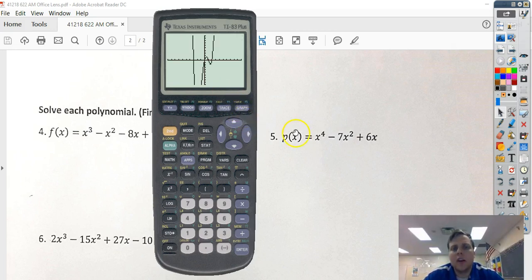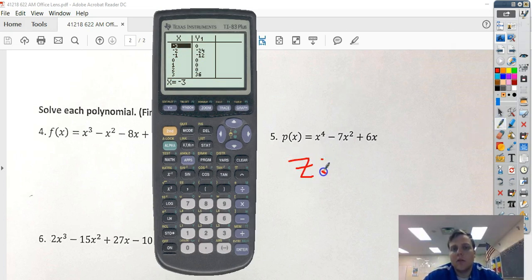Okay, so first off, I have a degree of 4, so I know I should end up with 4 zeros. 1, 2, 3, 4. Now let's see if they're all nice whole numbers that I can find just by looking right here. I have 1 at negative 3, 1 at 0, 1 at 1, and 1 at 2. So my zeros are negative 3, 0, 1, and 2, and none of them have multiplicities greater than 1.